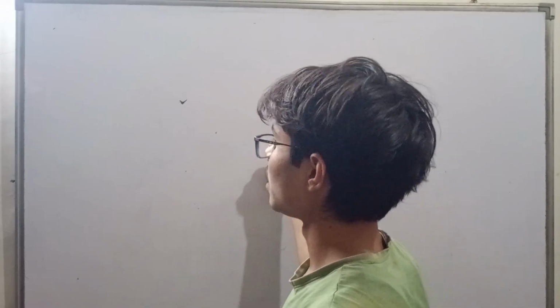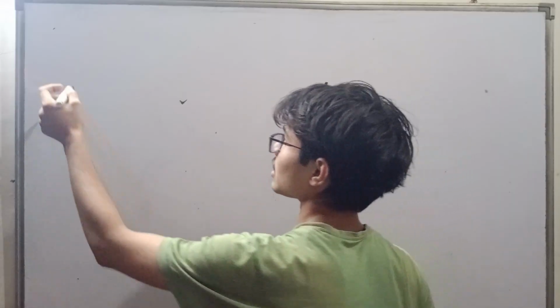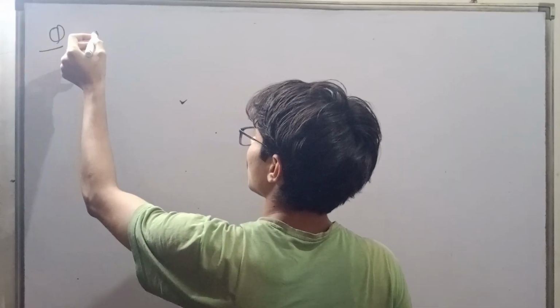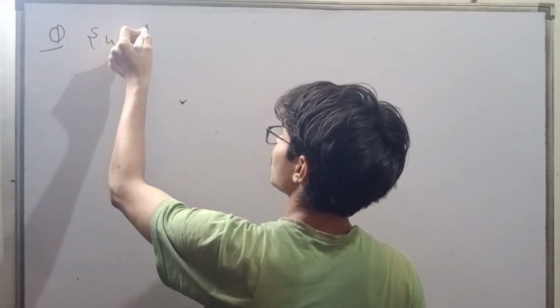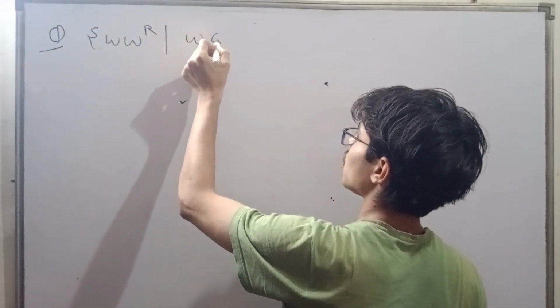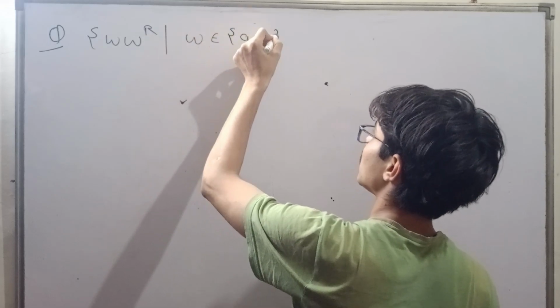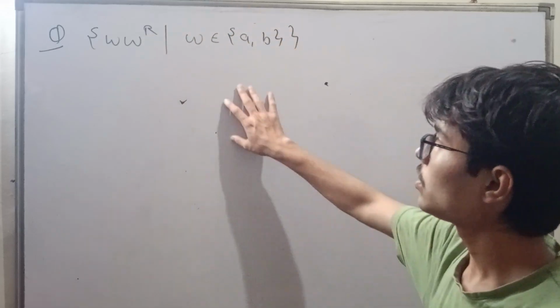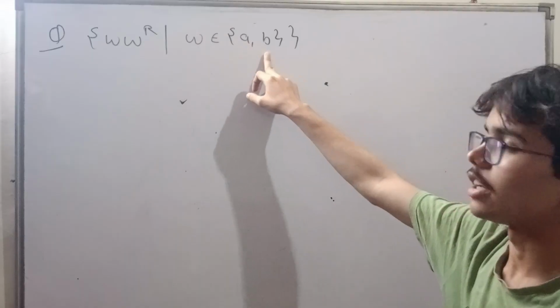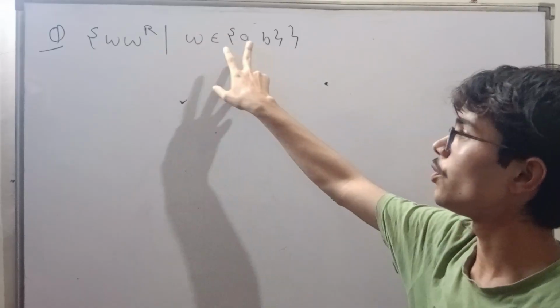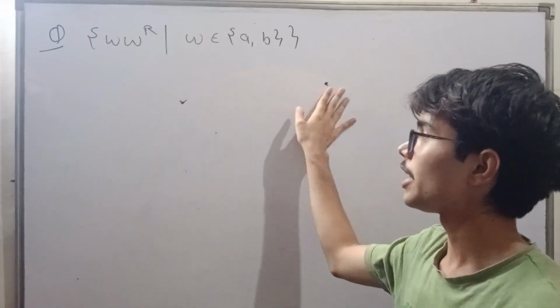Let's solve another question. Another question is saying WWR, this one that we have discussed in our example: WWR such that W belongs to {A, B}*. Now in the reverse you have to write the same. You are given the domain A, B. From A, B you can take the elements. So how can you write this?